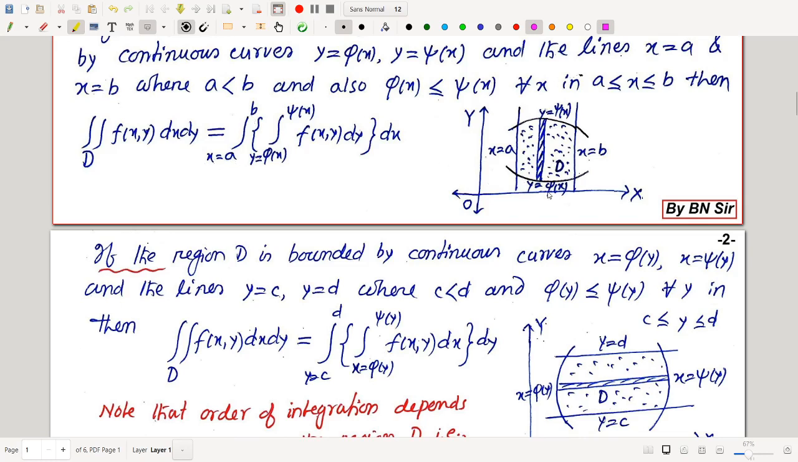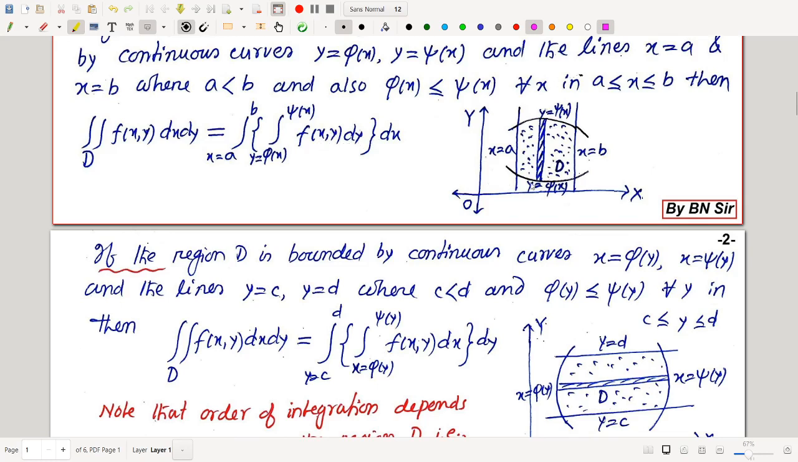The idea is that we take a thin strip from y equal to phi x to y equal to psi x. See in the figure it is a thin strip. So along this strip x is constant. So when we integrate f of xy with respect to y, we assume x constant. We can call it a partial integral. As in a partial derivative, when we differentiate with respect to y we keep x constant, here we integrate with respect to y, so we keep x constant.